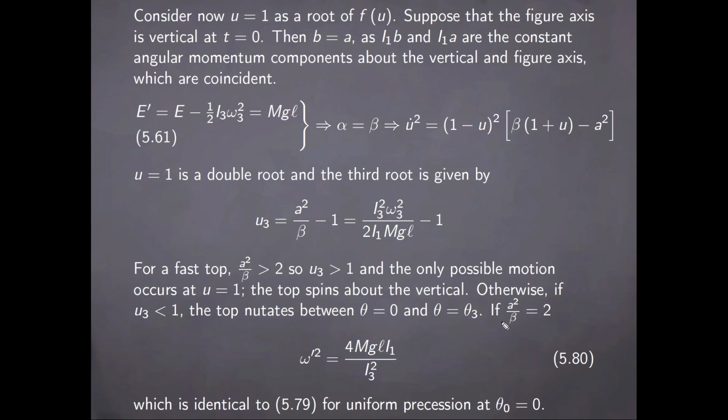In the particular case in which a squared over beta is exactly equal to 2, we obtain the critical frequency omega prime squared equal to this ratio, which is identical with the result 579 for uniform precession at theta 0 equal 0.